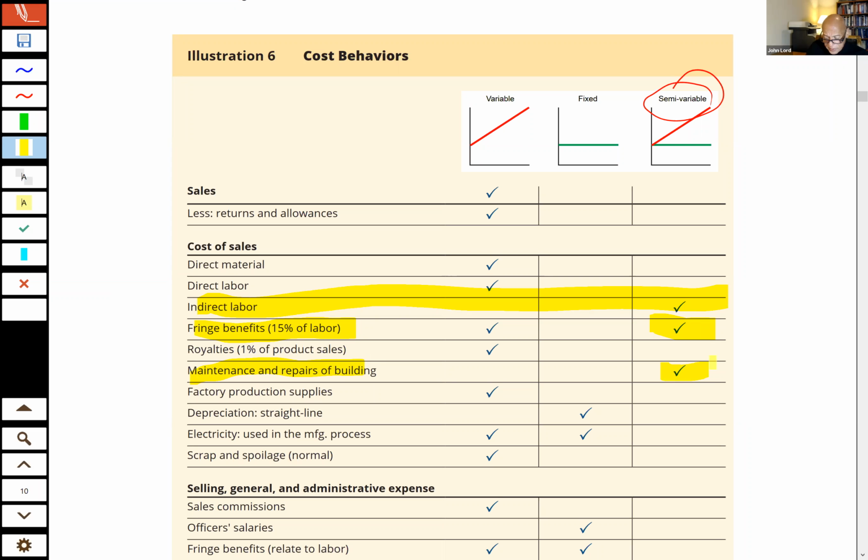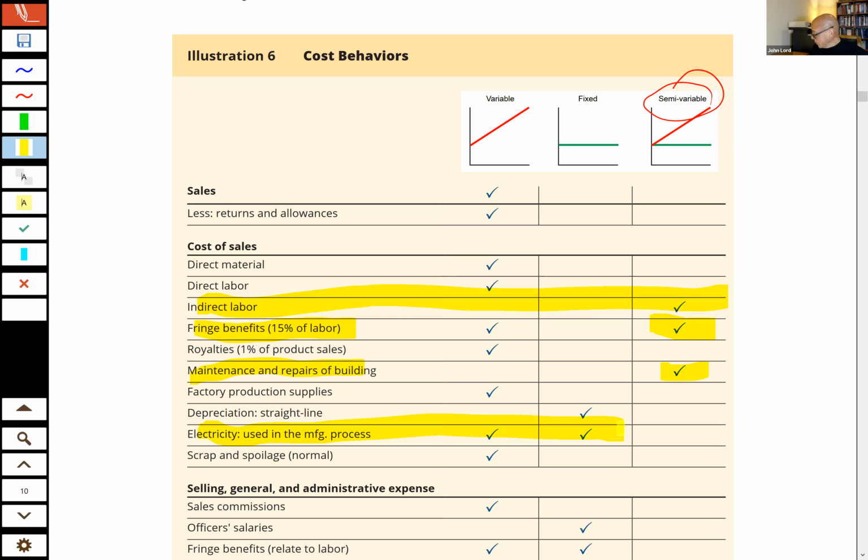Okay, they're calling the electricity... See, this is what pisses me off. Well, if it's variable and fixed, why isn't it semi-variable? So I'm not sure what they're trying to tell us here. So take a look at this.